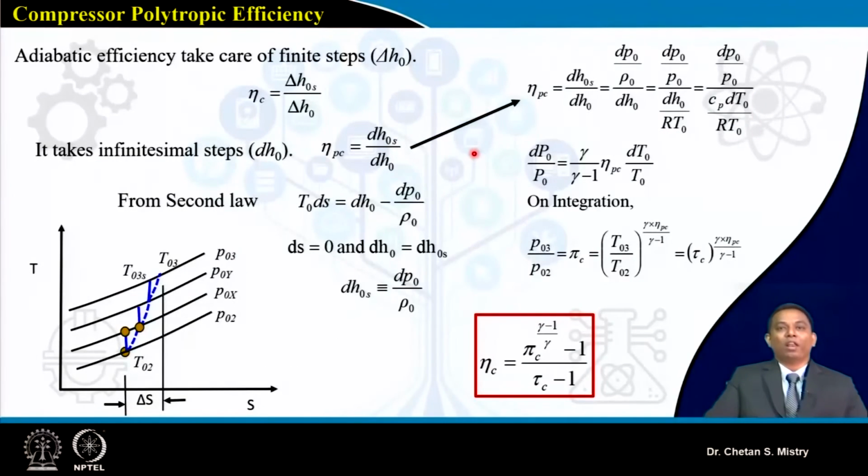Okay, now let me put this in terms of calculating my polytropic efficiency. So here, if you look at my efficiency, I am writing it in terms of delta H0s by H0.